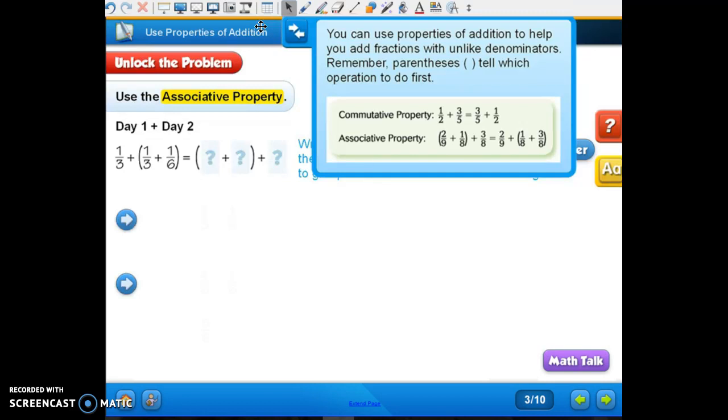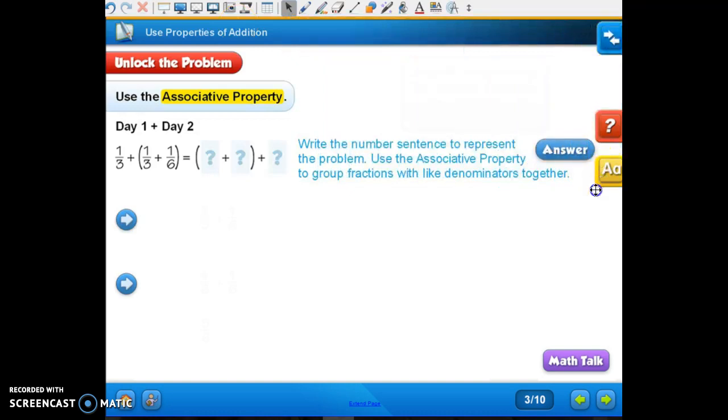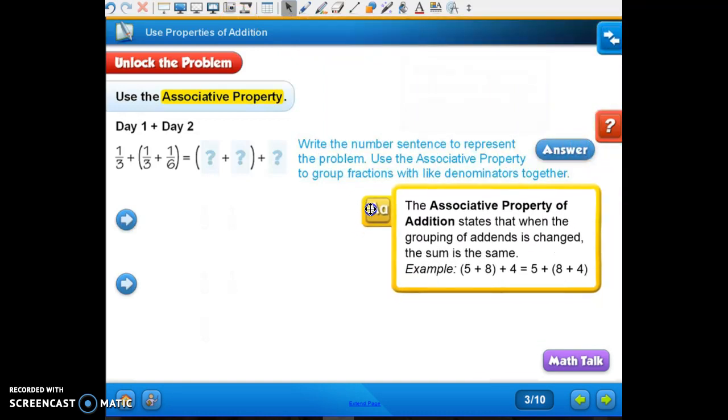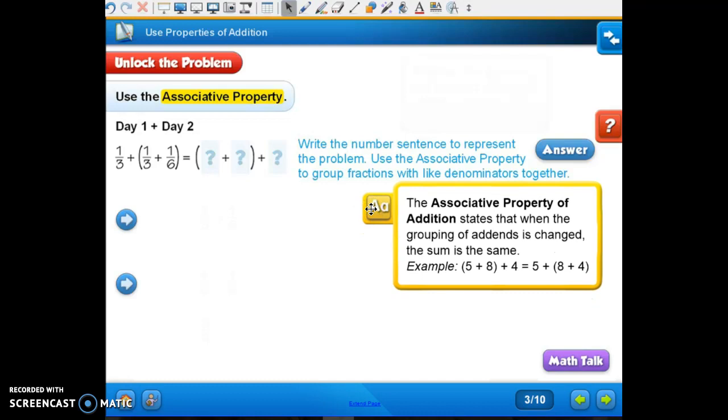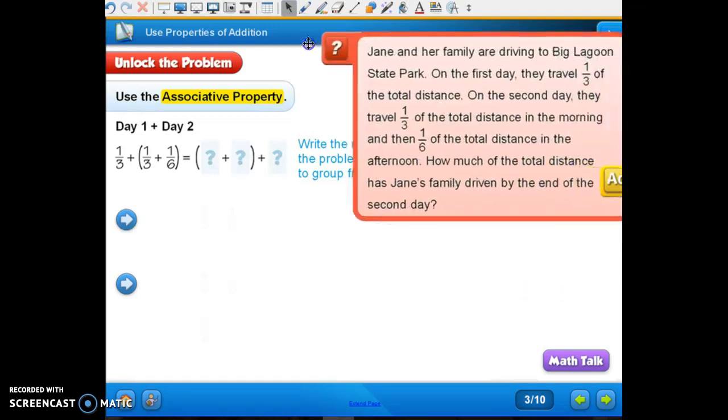Why did they come over here and group the 1/8 and 3/8? Because they have a common denominator. Okay? Good job. So what you're going to be looking for today is fractions that have the same denominator, right? To group together. And the associative property of addition states that when the grouping of addends is changed, the sum is the same. So it doesn't matter if we add 5 plus 8 first and then 4, or 8 plus 4 and then 5, we're going to get the same sum.